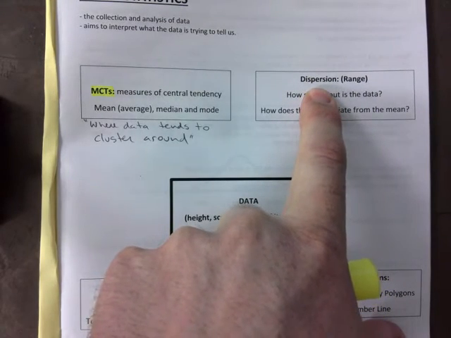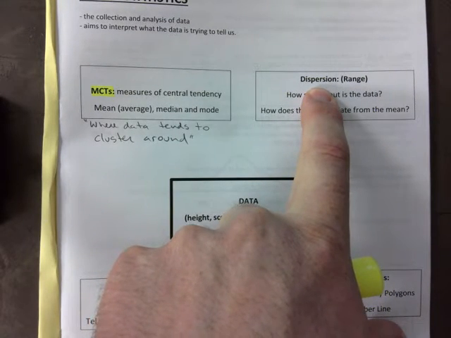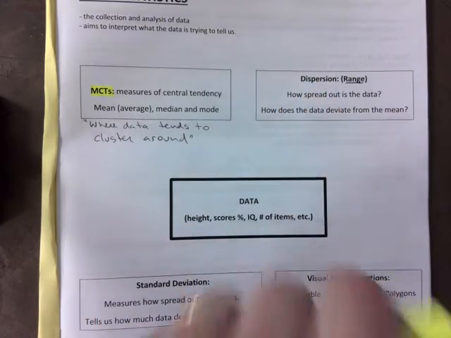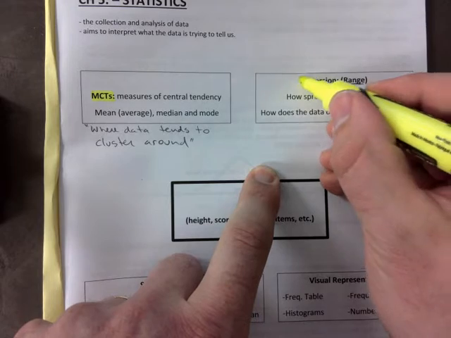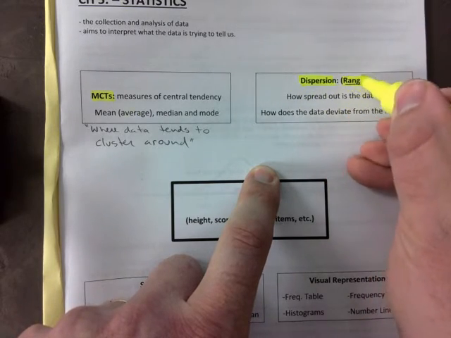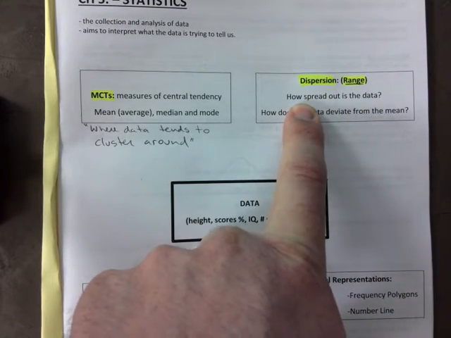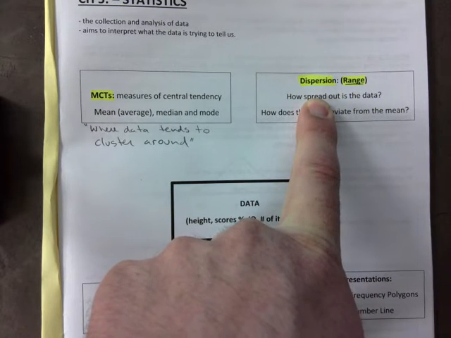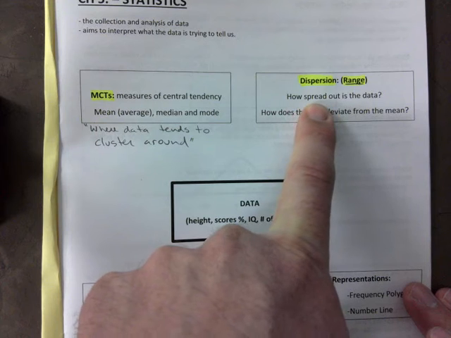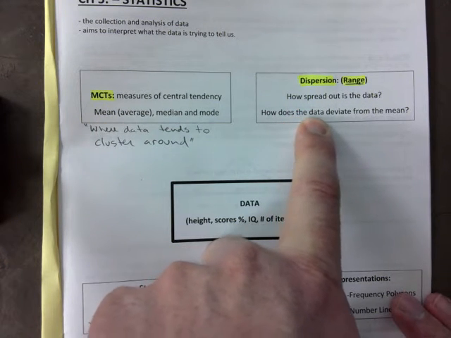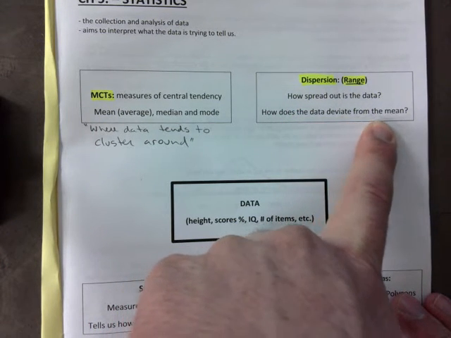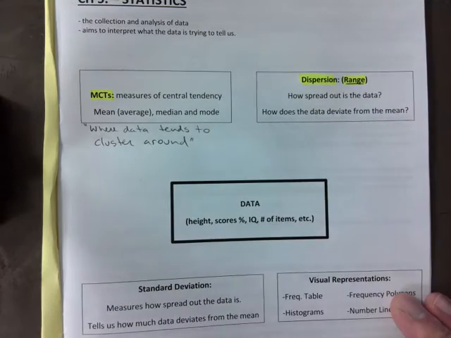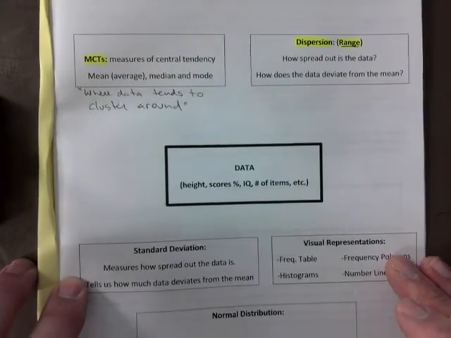We're going to talk about dispersion, otherwise known as range, right? Dispersion is very much related to the range. How spread out is the data, right? So dispersion, think of spread out, okay? How spread out is it? How does the data deviate from the mean? How is it different from the mean? So we're going to talk about that as well.